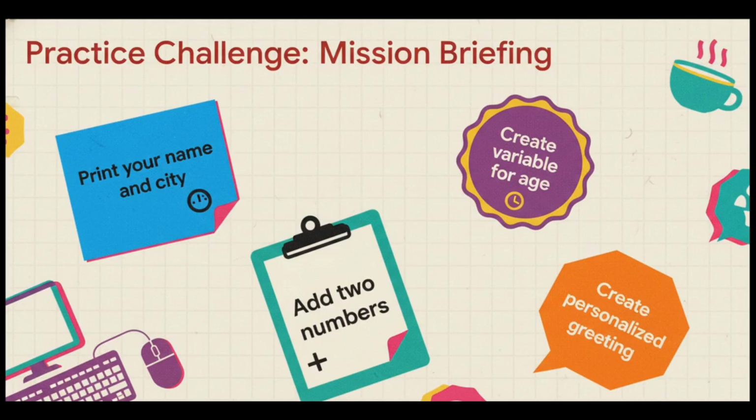So, here is your final practice challenge. I highly encourage you to hit pause on this explainer and actively experiment in your editor. Here's what I want you to try. First, print your name and city. Second, create a variable for your age. Third, add two numbers together. And fourth, create a personalized greeting message. Seriously, attempting these tasks on your own is absolutely the fastest way to solidify your skills.